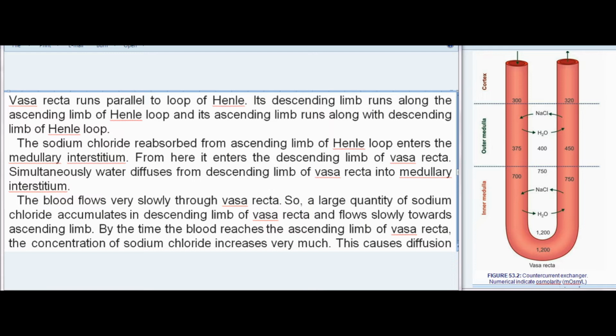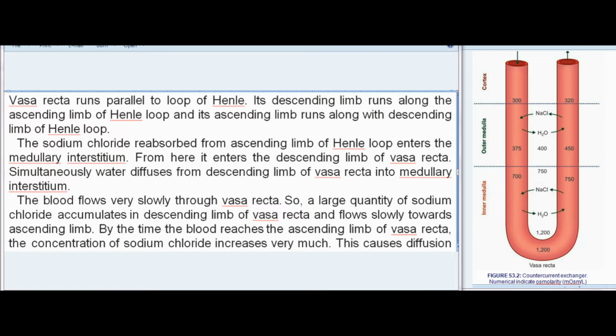The sodium chloride reabsorbed from the ascending limb of Henle loop enters the medullary interstitium. From here it enters the descending limb of vasa recta. Simultaneously, water diffuses from the descending limb of vasa recta into the medullary interstitium. The blood flows very slowly through vasa recta. So, a large quantity of sodium chloride accumulates in the descending limb of vasa recta and flows slowly towards the ascending limb.